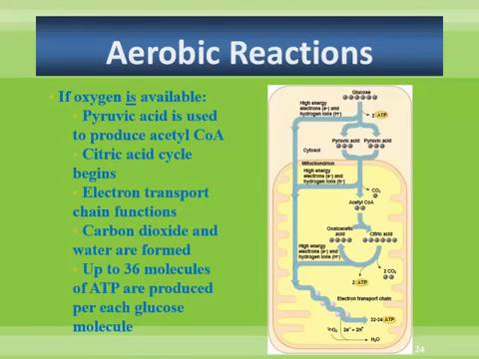Remember that the final products of glycolysis were NADH, ATP, and pyruvic acid. Now, if oxygen is available, pyruvic acid will break down further to form lots of ATP and CO2. The pyruvic acid will enter the mitochondria, enter the citric acid cycle, and the hydrogens that are released from the breakdown of the molecules will be transferred over to the electron transport chain. Lots and lots of ATP will be formed, up to 36 molecules of ATP per glucose molecule. Carbon dioxide and water are also formed.